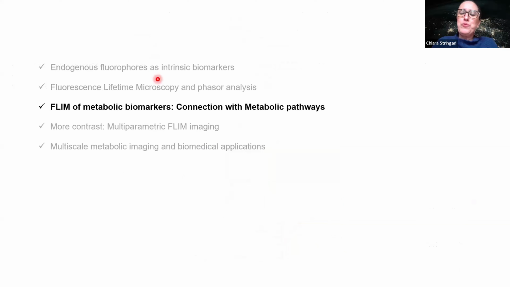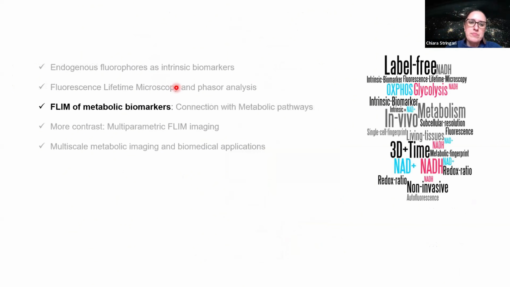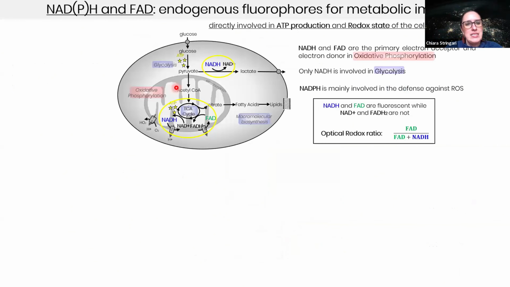And then I want to move on to the focus of today's talk. So how can we do FLIM with metabolic biomarkers? And how can we check the connections with metabolic pathways? So as I said before, we're really focusing on NADH and FAD because they are really the acceptor and donor in the oxidative phosphorylation.